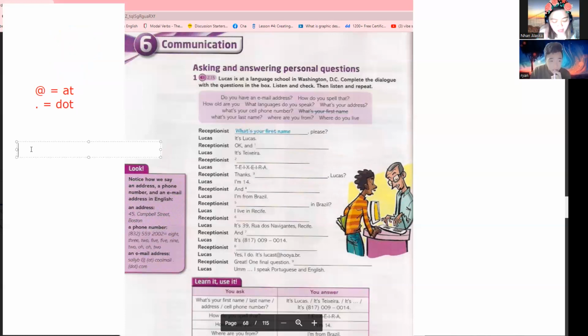For example, my email address is akalchat at gmail.com. This is the example: akalchat at gmail.com.